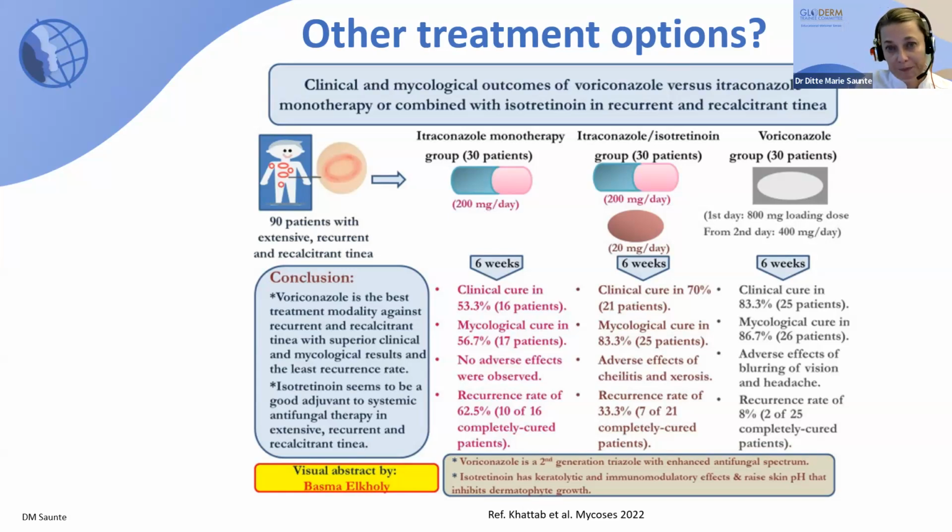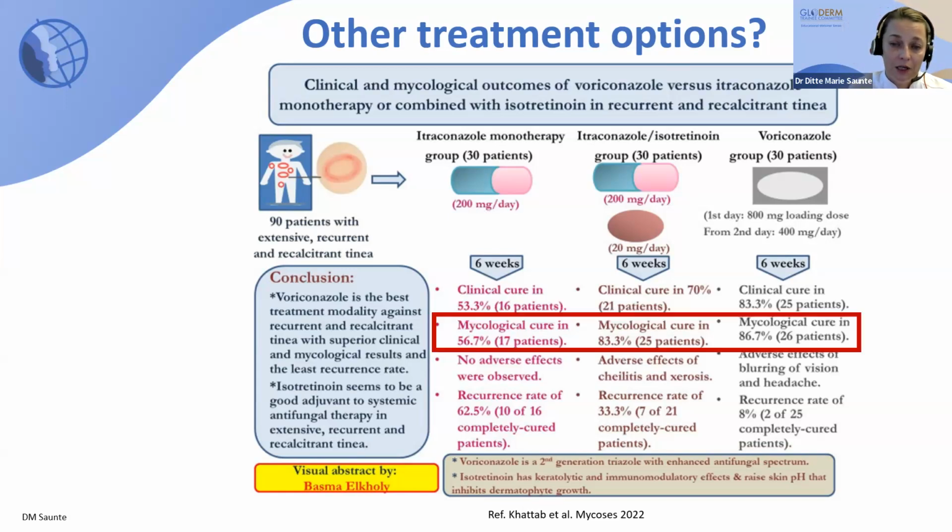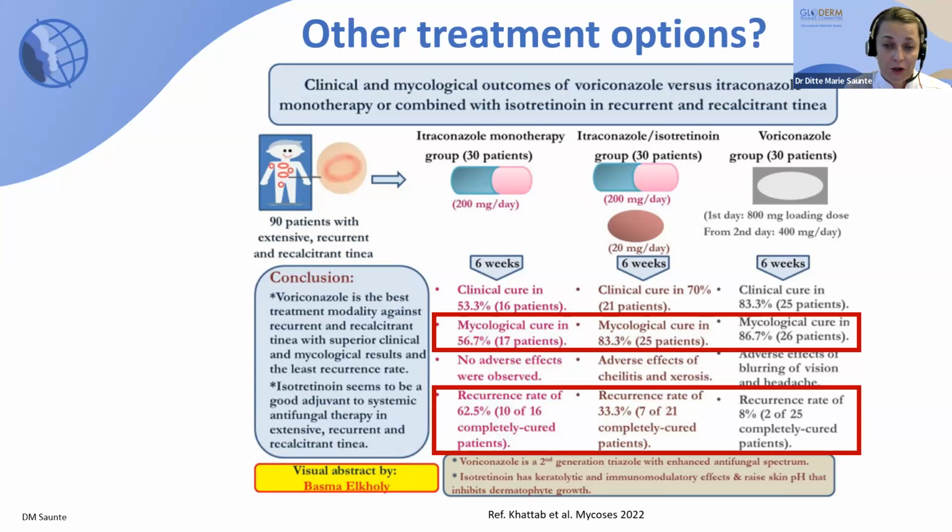If we look into these three groups after 6 weeks of treatment, you'll see that those patients receiving itraconazole as monotherapy had a mycological cure rate of 56%, those with the combination of itraconazole with isotretinoin 83%, and those receiving voriconazole a mycological cure rate of 87%. And when we looked into the recurrence rate, that is a big difference. One out of 3 had a recurrent infection in the itraconazole alone group, 1 out of 3 in the itraconazole combined with isotretinoin group, and with voriconazole it was only 8%.